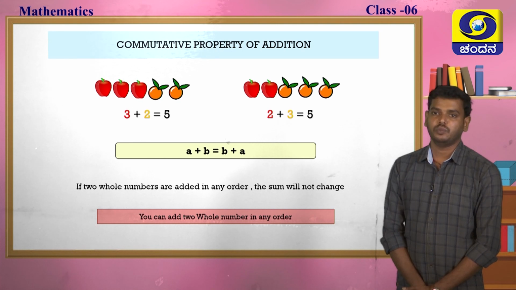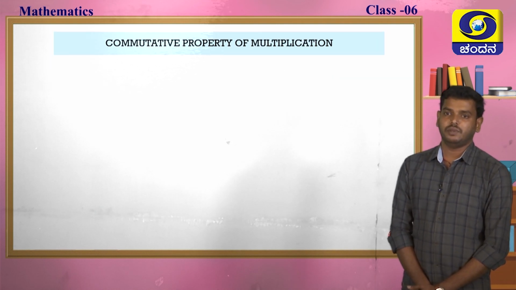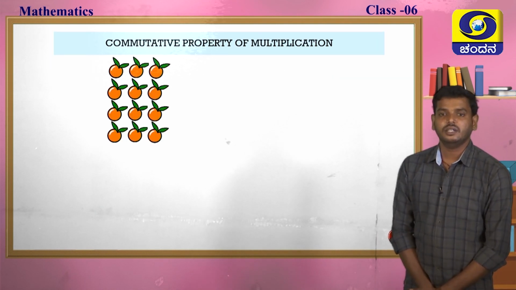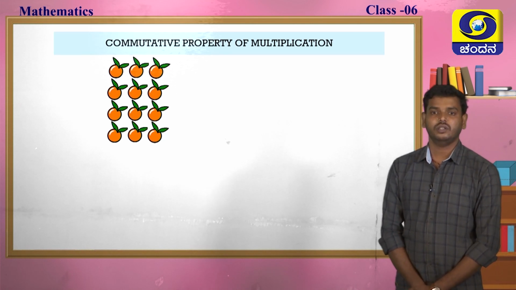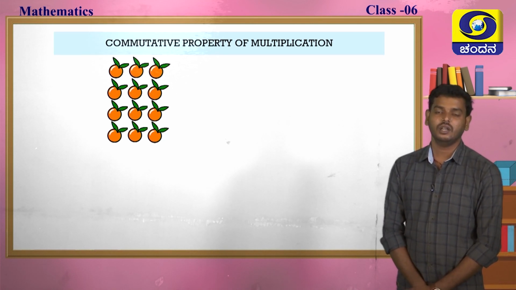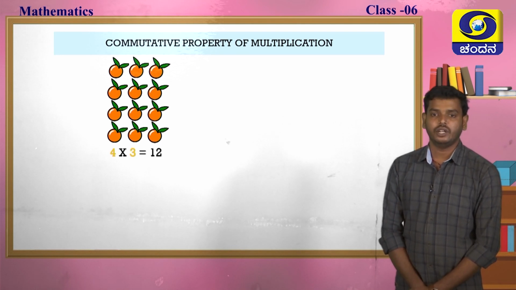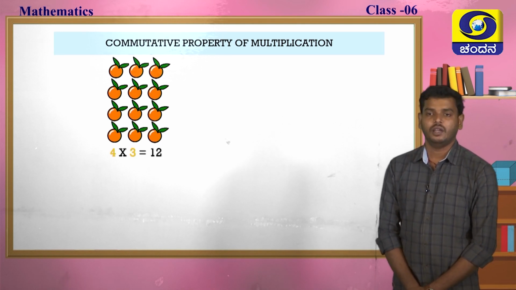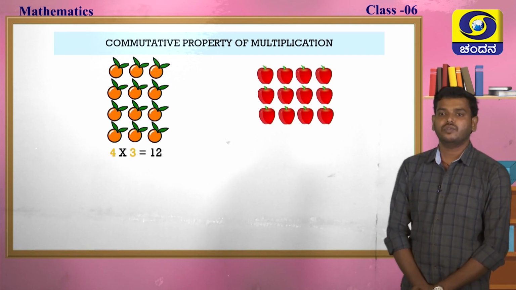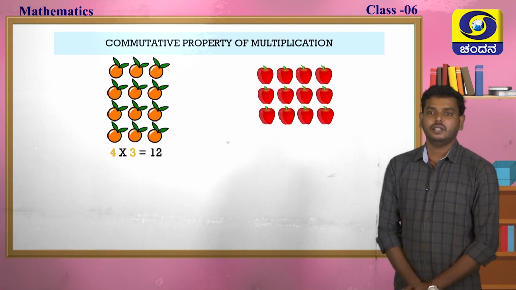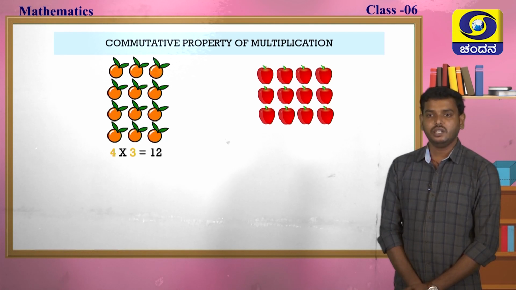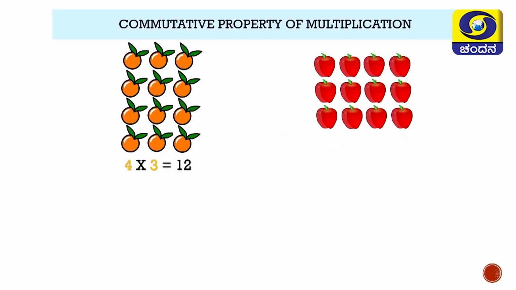Next, we will move to commutative property of multiplication. Children, see here, here we have a number of oranges. The oranges are arranged in 4 rows and 3 columns. 4 into 3 is equal to 12. Next, here we have a set of apples and they are arranged in such a way that 3 rows with 4 columns, that is 3 into 4 is equal to 12.